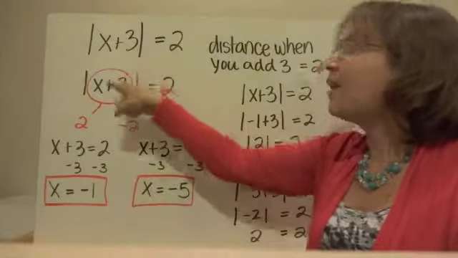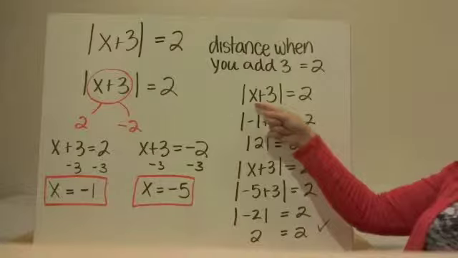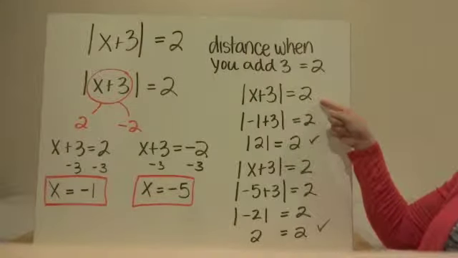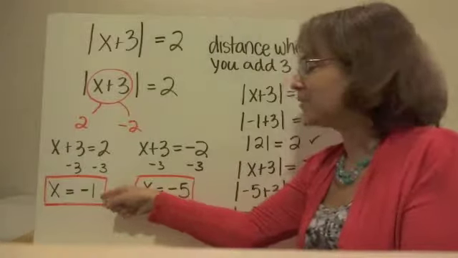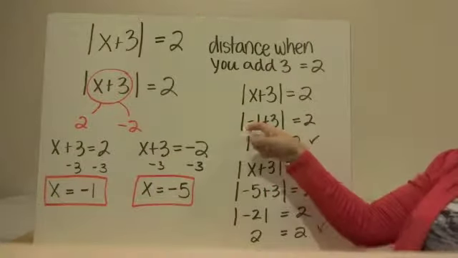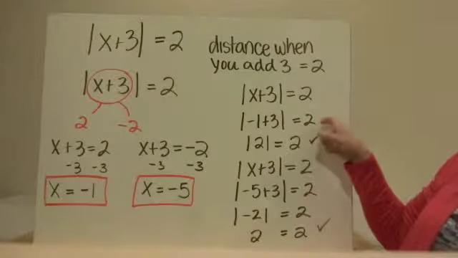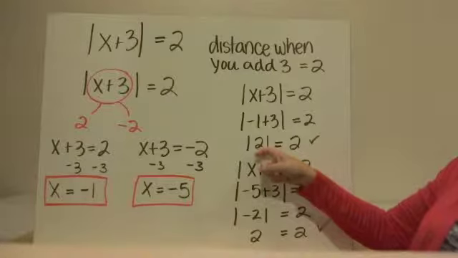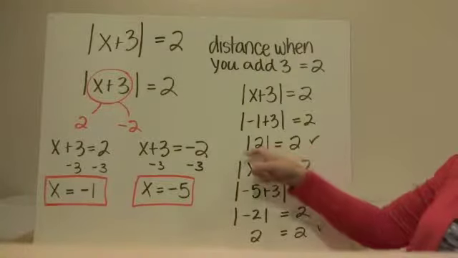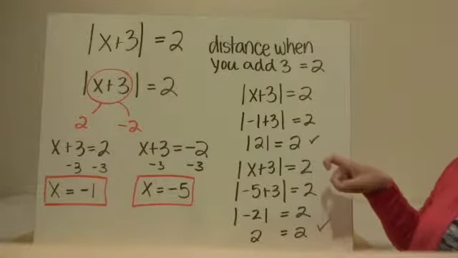Now we can check that out in our original equation to make sure it works. So we have x plus 3 is equal to 2. And instead of the x, we're going to substitute in our x equals negative 1. So we have the absolute value of negative 1 plus 3, and we say that's supposed to be equal to 2. Well, negative 1 plus 3 is 2, and that's still equal to 2. And the absolute value of positive 2 is 2. So that one checked out.